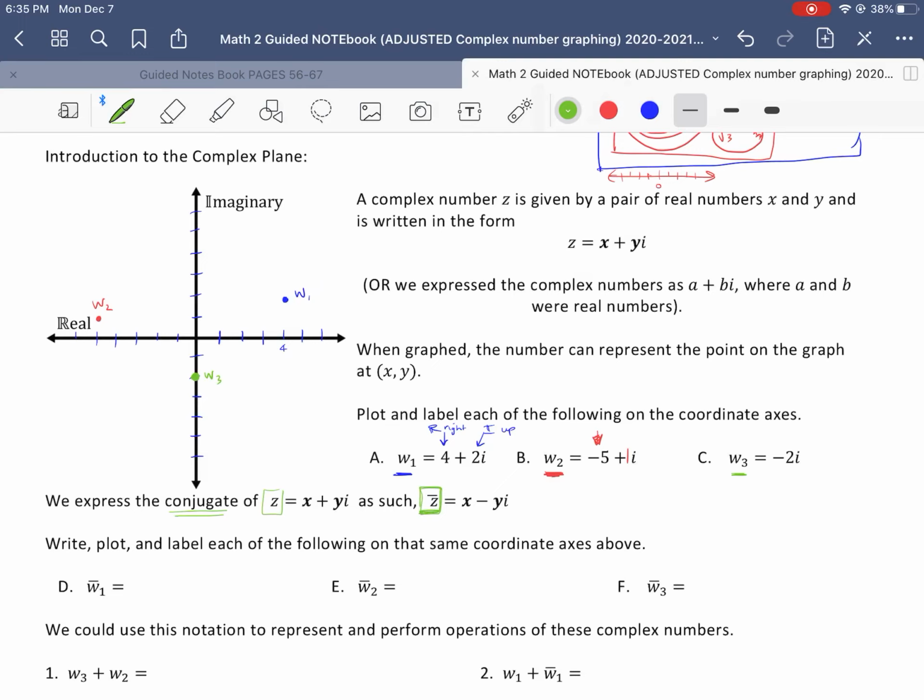So this z bar is kind of the new part. We've talked about the conjugate already. Hopefully you did that in a previous section. So z bar represents conjugate. So down here it says write, plot, and label each of the following on that same coordinate axis above.